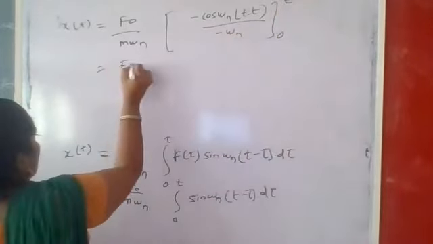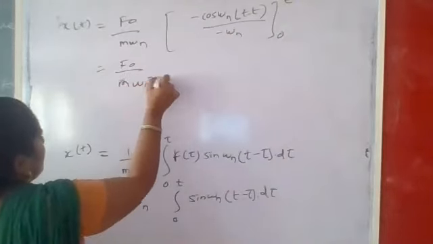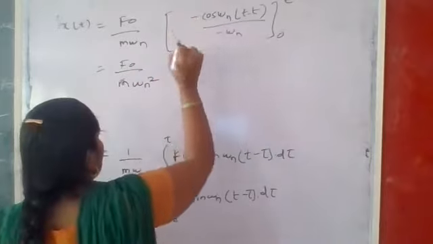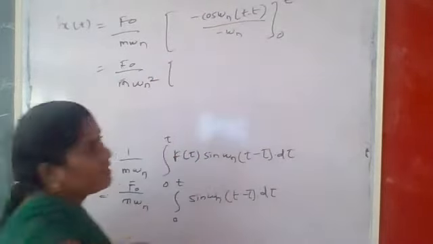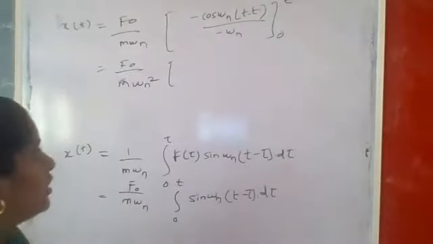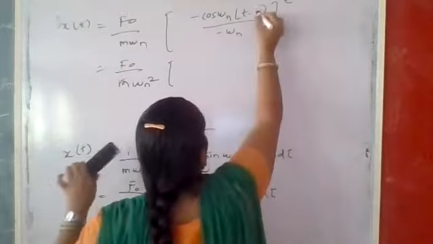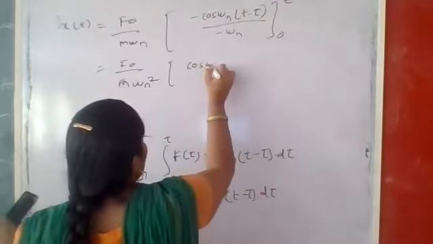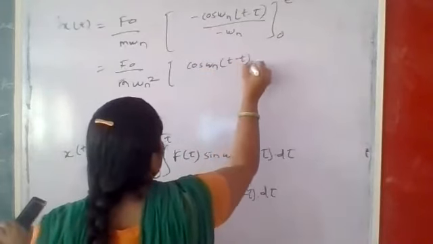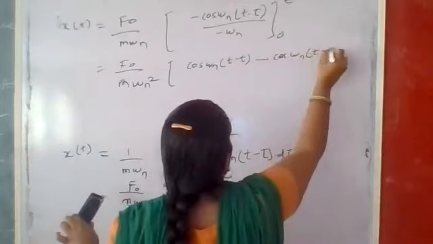So what is the case? It is f naught upon m omega n square into bracket, where the minus signs get cancelled. So there is cos of omega n into (t minus tau). Already we know the value of tau, with respect to the time period t. So now put the value of tau. What is this? Cos of omega n into (t minus t), that is 0, minus cos of omega n into (t minus 0).